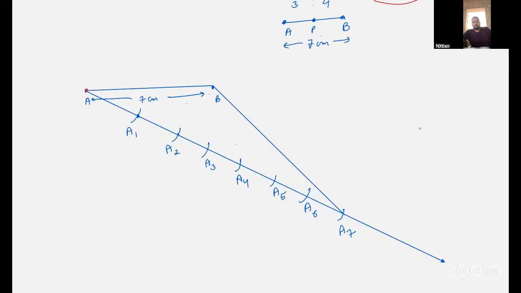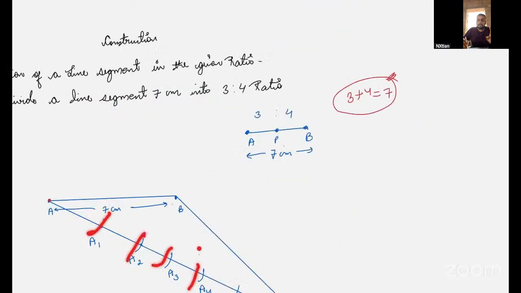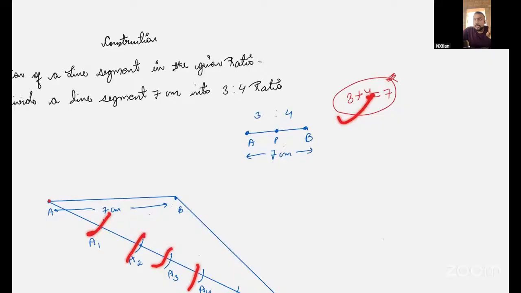When we are drawing the acute angle, should we use a scale or something else? When you are making the acute angle, just with the scale, draw this line of any measurement. No need for 45 degrees or 60 degrees or 80 degrees. No need of that. You make an acute angle of any angle with the scale. Then you make the points A1, A2, A3. Why only 7 points? Because the ratio is 3 is to 4, and 3 plus 4 is 7. If the ratio is 5 is to 6, then Lian, how many points will you make?